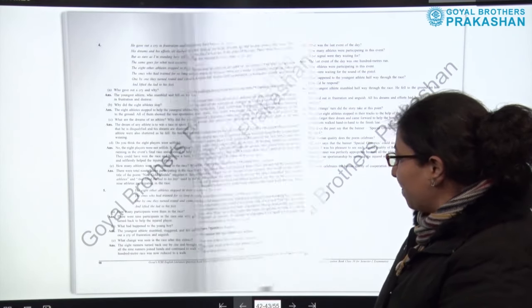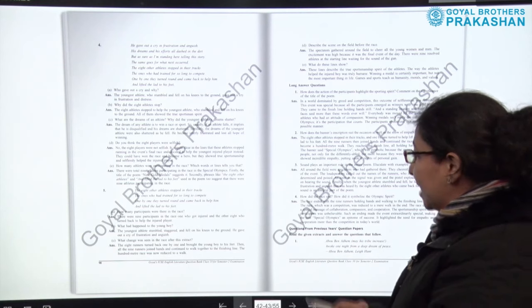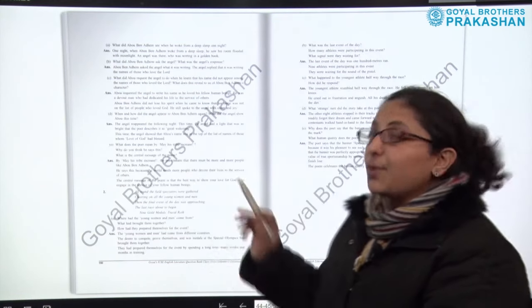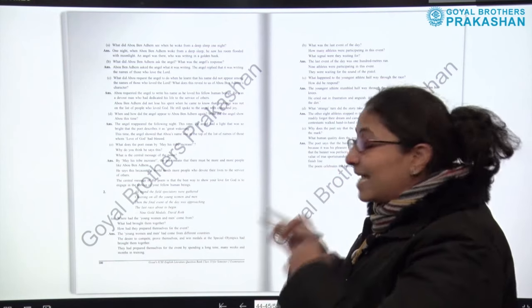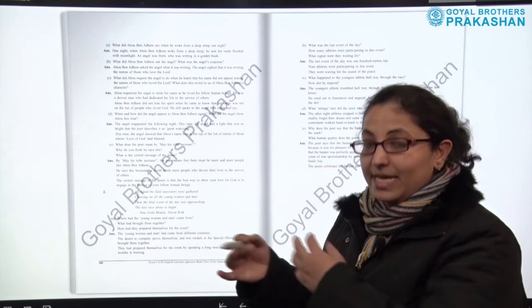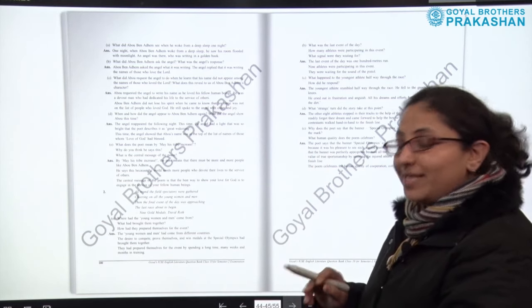Also, let me tell you, there are questions from previous years. They have also been provided in the question banks so that the students can refer to them in case a question gets repeated in the next examination. So this is all provided along with the answers.